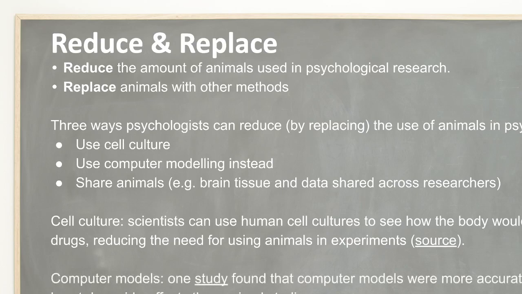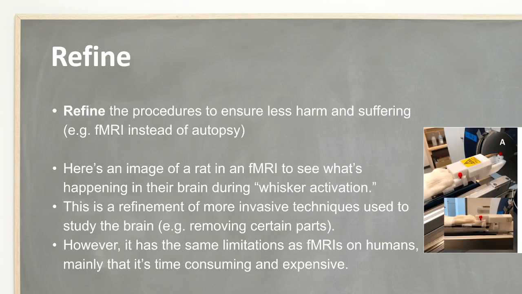Computer models. So we can use computer modeling: we input the data into a computer, and then that can be used to make predictions. For example, maybe the effectiveness of a drug, or the ineffectiveness of a drug, and so we no longer need to use animals to demonstrate that.